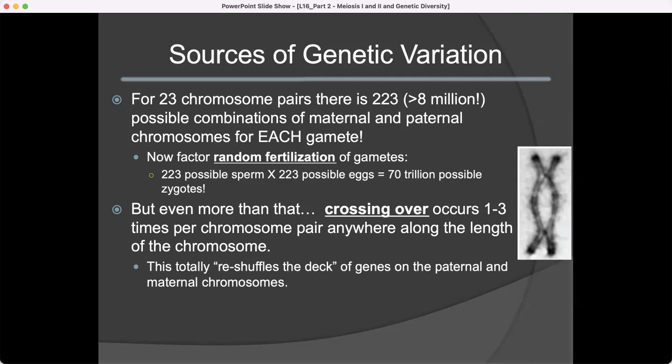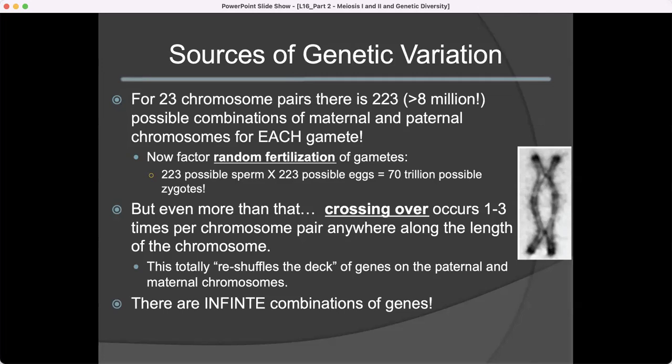Another source of variation has to do with that crossover event that we examined that occurs during prophase 1. You can have multiple crossover events happening along a chromosome pair. So this can greatly increase the exchange of genetic material. This can reshuffle the deck of paternal and maternal chromosomes and increase the variability of the genetic gametes that you can produce.